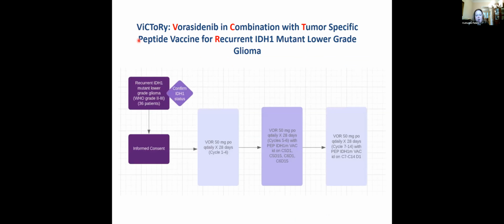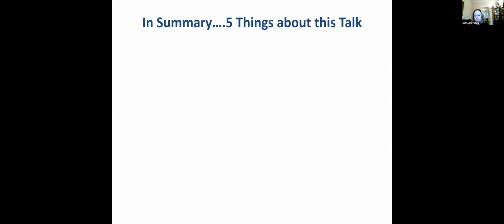We call it Victory. We want to use the Boracetinib in combination with a tumor-specific peptide vaccine for recurrent IDH1 mutant lower grade gliomas. In this study, we would enroll those grade 2 and grade 3 patients and give Boracetinib to suppress the 2-hydroxyglutarate, theoretically releasing those T cells to hopefully be activated by that peptide vaccine, and then continue the vaccine along with the Boracetinib. So we're hoping that this study will be funded and we can move forward with it.